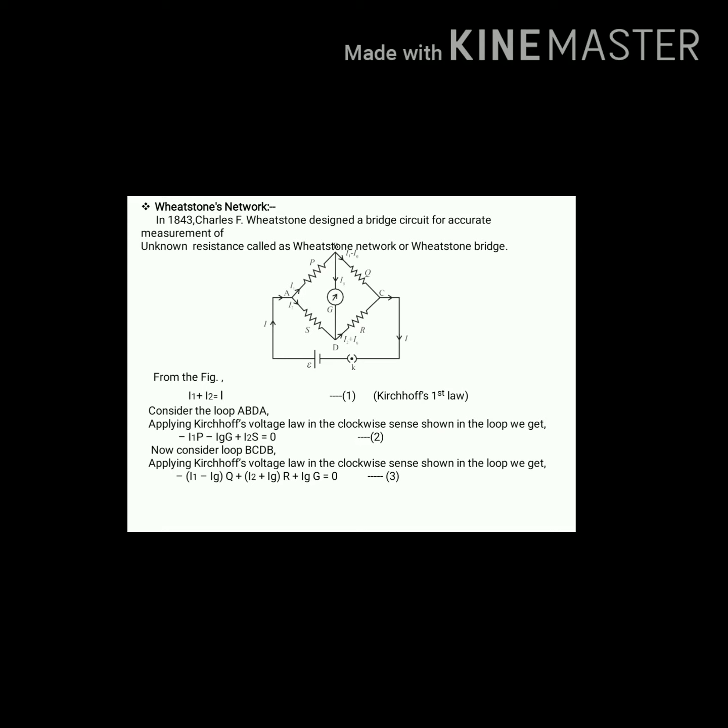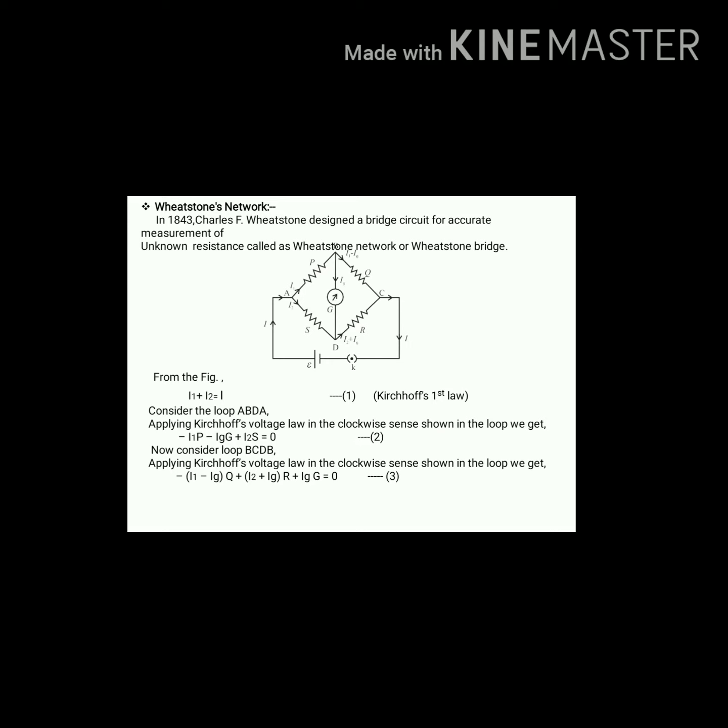Let I be the current supplied by the cell. At junction A, the current is divided into two parts, I1 through the resistance P and I2 through the resistance S. From the figure, I is equal to I1 plus I2. Suppose this is equation number 1. Consider the loop A, B, D, A. Applying Kirchhoff's voltage law in the clockwise sense shown in the loop, we get minus I1 into P minus Ig into G plus I2 into S equal to 0.